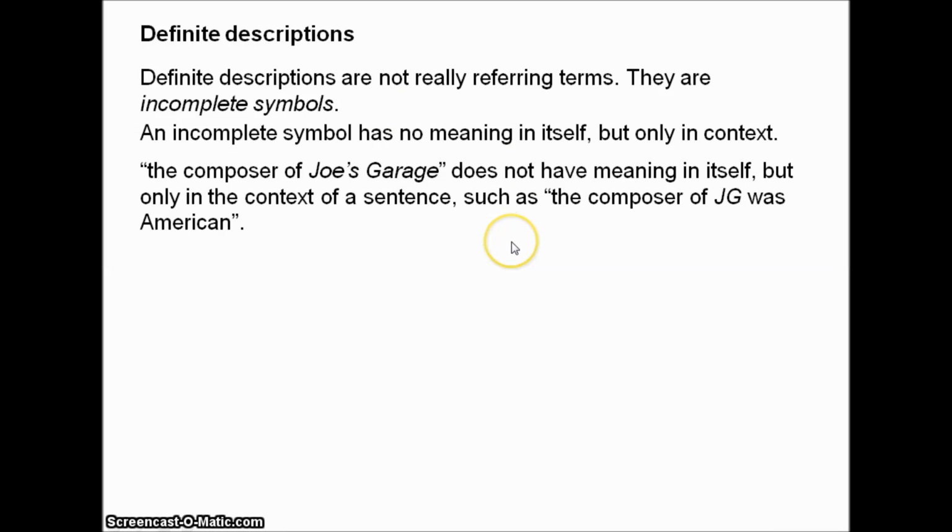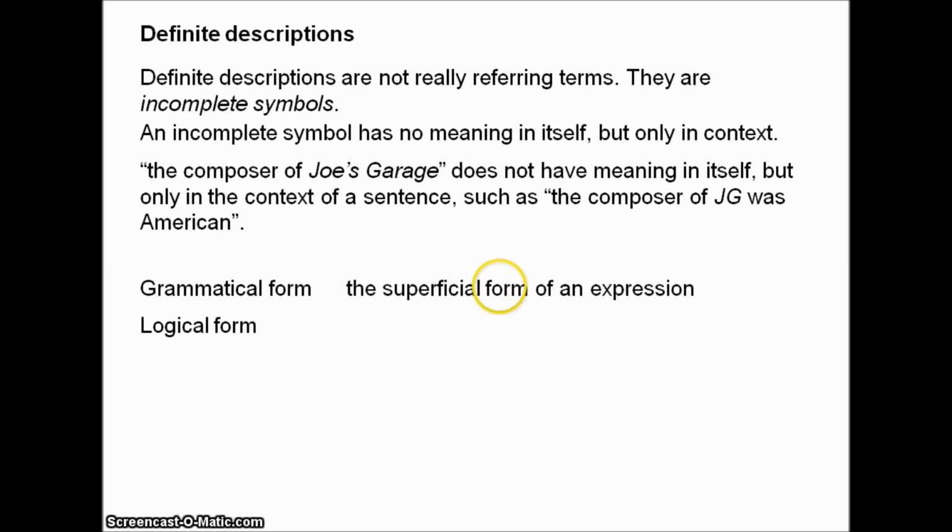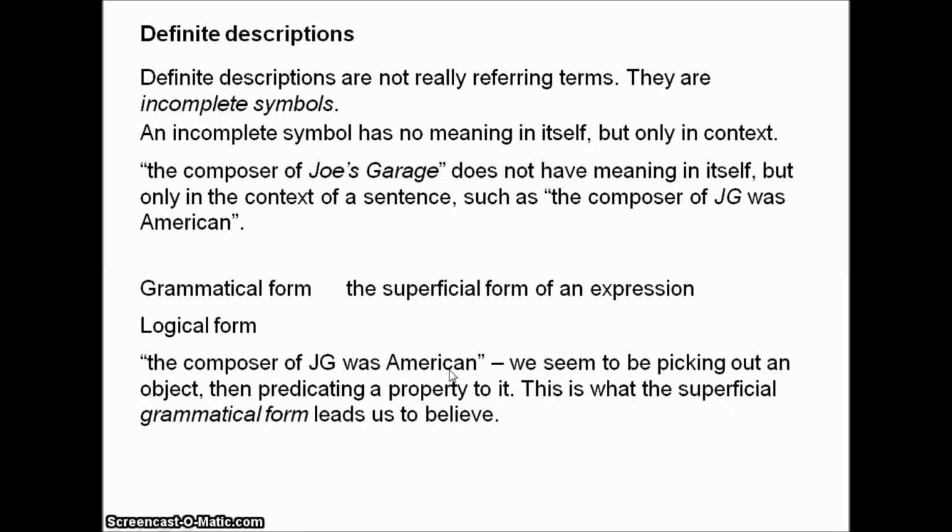Secondly, Russell makes an important distinction between grammatical form and logical form. The first, grammatical form, is the superficial form of an expression. So if you take the composer of Joe's garage was American, what seems to be going on here is that we seem to be picking out an object, namely the composer of Joe's garage, Frank Zappa. We're picking out an object, then predicating a property to him, namely being an American. And that's what the superficial grammatical form of this expression would lead us to believe.